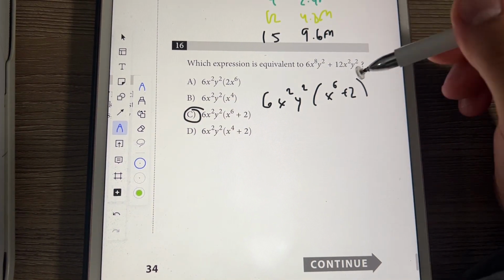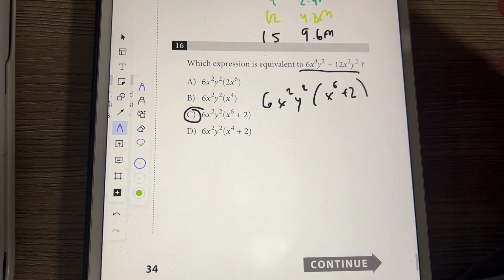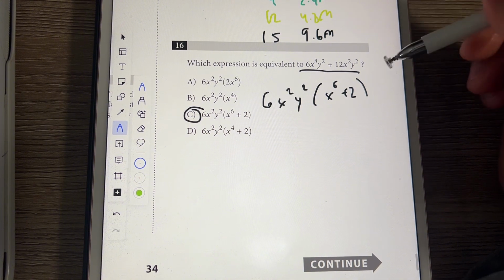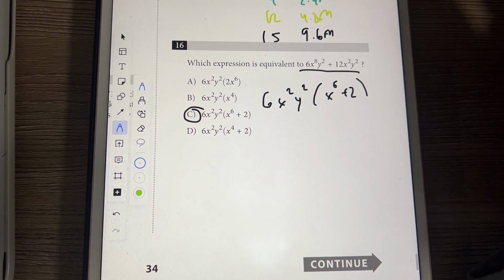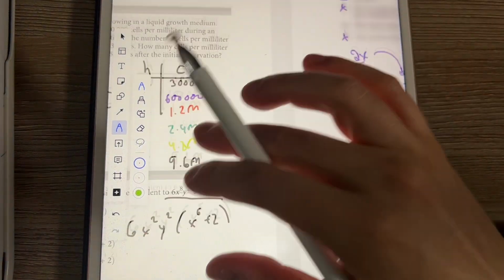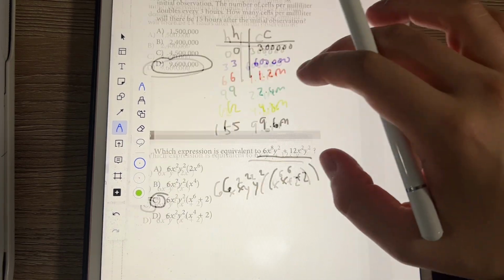Can you tell here when we redistribute that this is going to be exactly the same thing? If you're not sure, redistribute it and check. Great, everyone. 16 up, 16 down. We are Caitlin Clark over here.